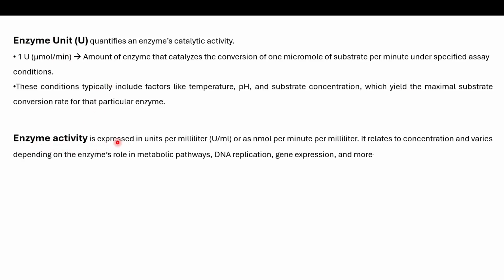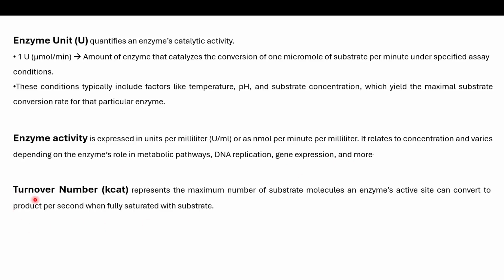Okay. And when we talk about the activity, this is usually expressed in units, enzyme unit we talked about. This is micromole per minute, and enzyme activity is U or enzyme unit per milliliter. It relates to concentration and varies depending on the enzyme's role in metabolic pathways or any other different kinds of metabolic pathways. And when we talk about the turnover number, it represents the maximum number of substrate molecules an enzyme's active site can convert to product per second when fully saturated with the substrate.